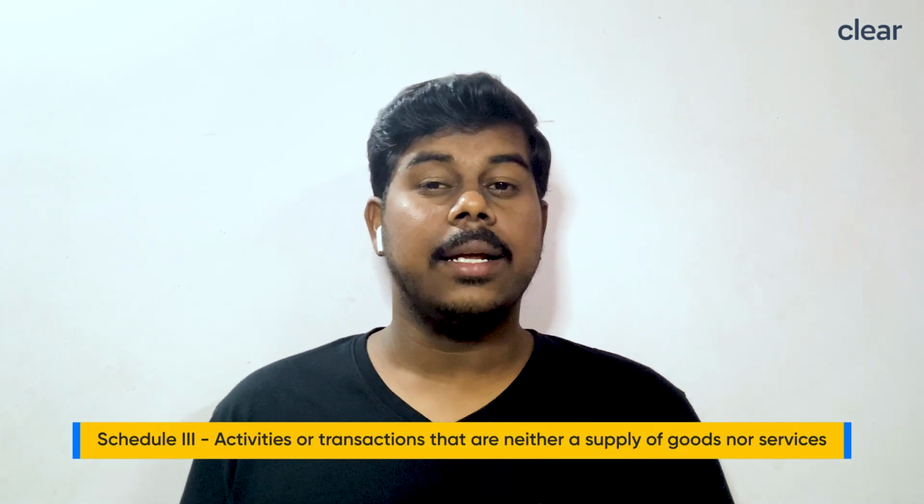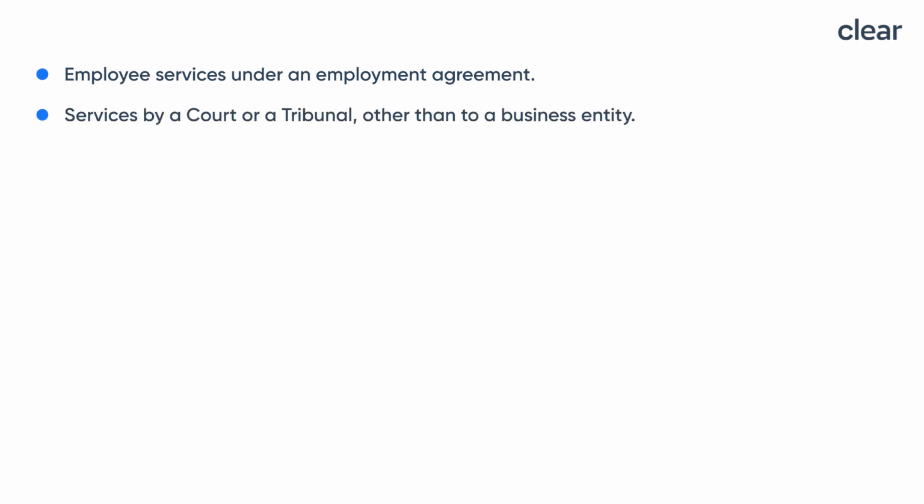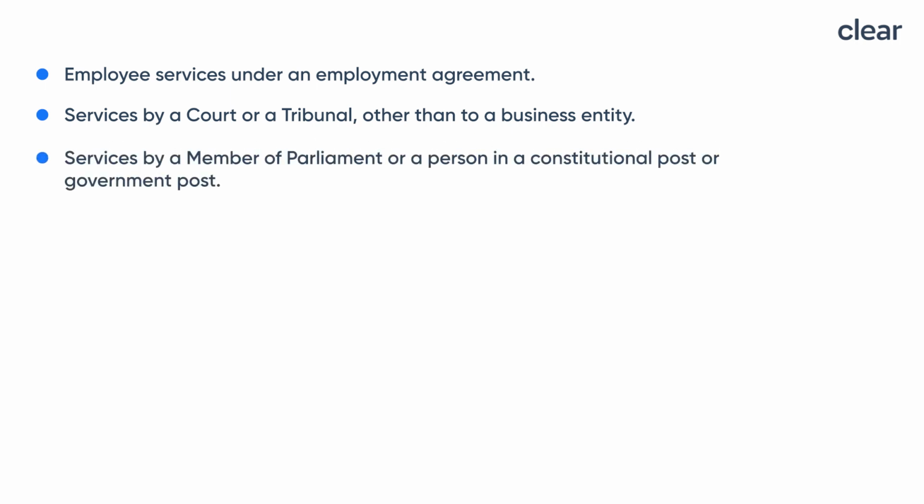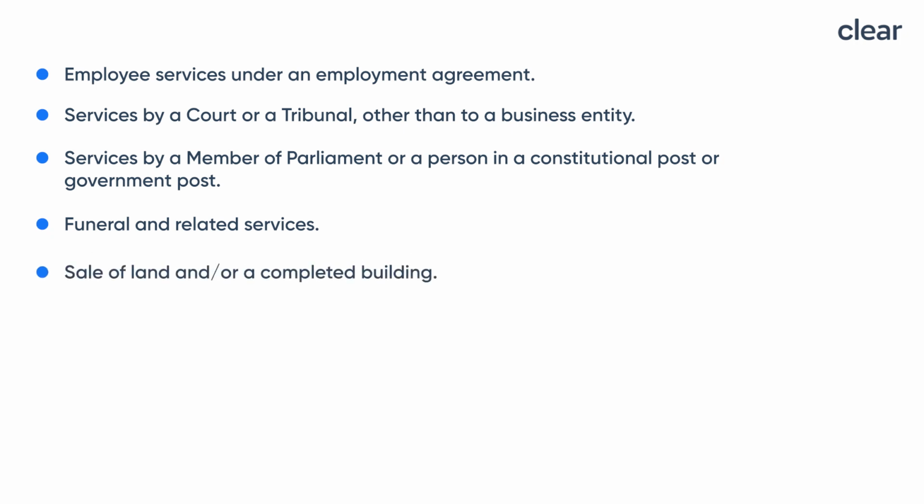The CGST Act also comprises a third schedule titled Schedule 3: Activities or Transactions that are neither a supply of goods nor services. This means that none of the following activities will be treated as a supply under GST. Number 1. Employee services under an employment agreement. Number 2. Services by a court or a tribunal other than to a business entity. Number 3. Services by a member of parliament or a person in a constitutional post or government post. Number 4. Funeral and related services. Number 5. Sale of land or a completed building.